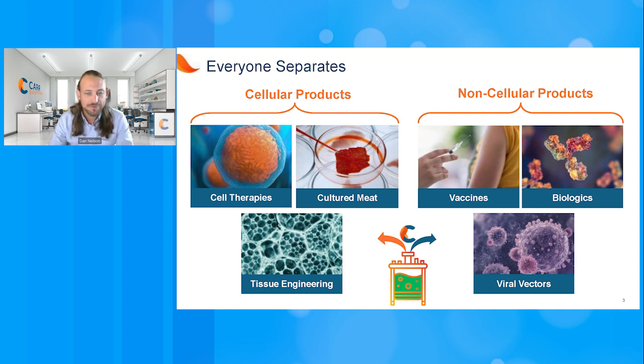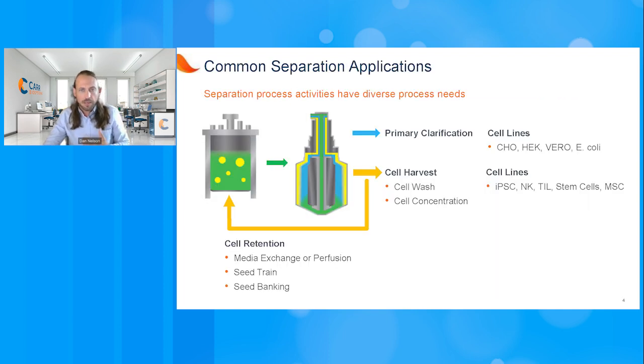In the broader context of biomanufacturing, everybody separates. And I look at these products in two different ways. One, where the cells are the product. Second, where the cells are the factories churning out the valuable product. So there are many unique separation needs throughout these different modalities, and many technologies to choose from. Based on the specific application you're running, your primary separation activity will depend on a few things in terms of your goals.